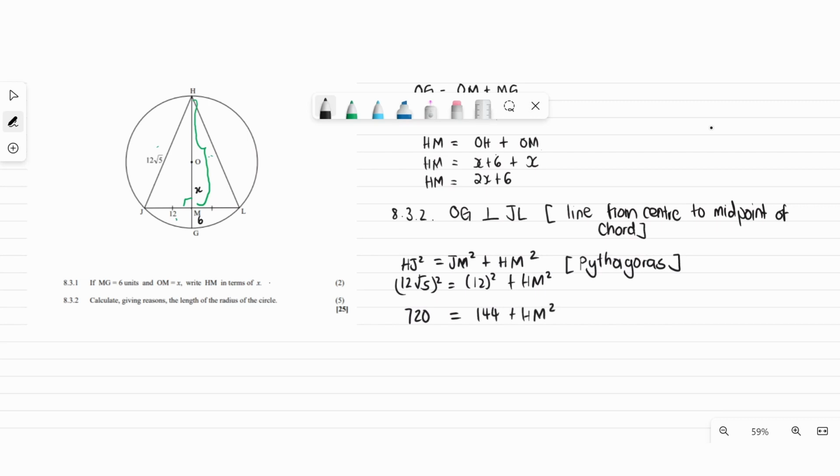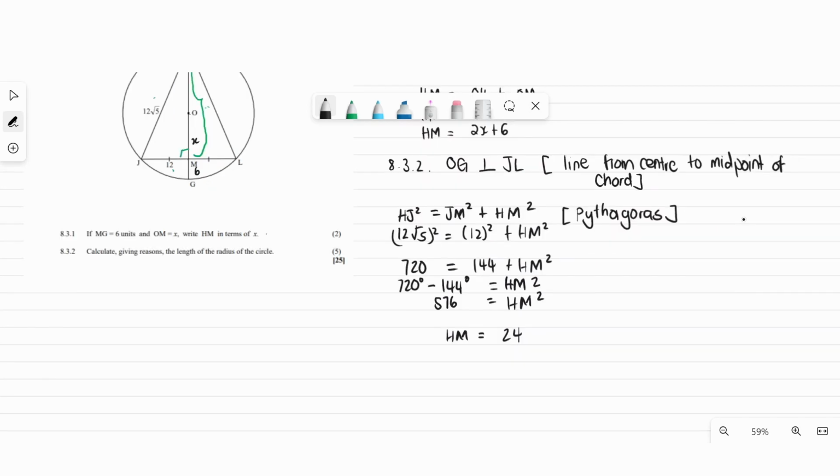Take the 144 to the other side. It's going to be 720 minus 144 is equal to HM squared, right? So this side is going to give us what? It's going to give you 576 is equal to HM squared. Square root both sides. HM is going to be equal to what? It's going to be equal to 24. But remember, we're not done, right? We know that HM is equal to 2x plus 6. So we need to solve for x so that we can find the small portion, which is OM.